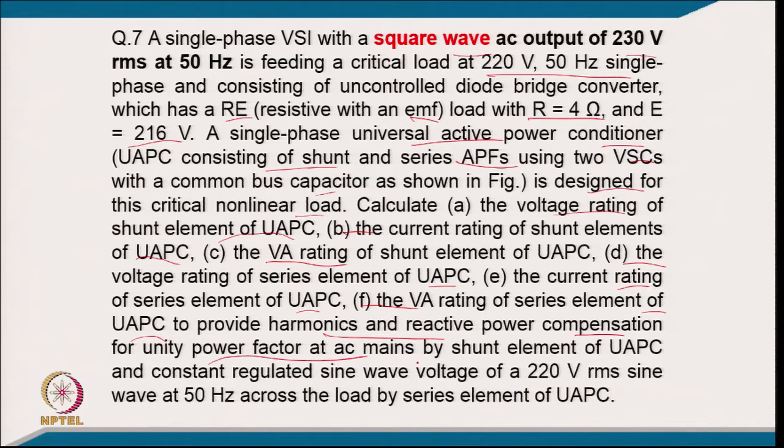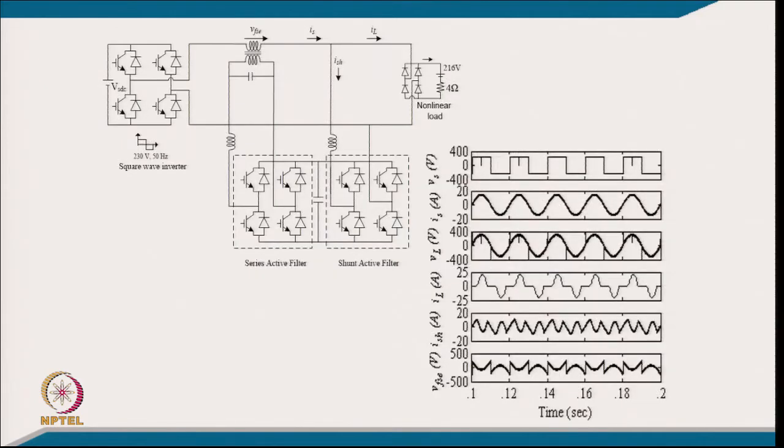to provide harmonic and reactive power compensation for unity power factor AC mains by the shunt element of the universal active power filter, and a constant regulated sine voltage of 220 volt RMS at 50 hertz across the load by the series element of the universal active power conditioner. So, this is a typical circuit where we are getting a square wave, and we want a sine wave across the load, which we call a voltage fed load, typically used to charge a battery. We have the shunt element to take care of harmonic current and any reactive power of the load.